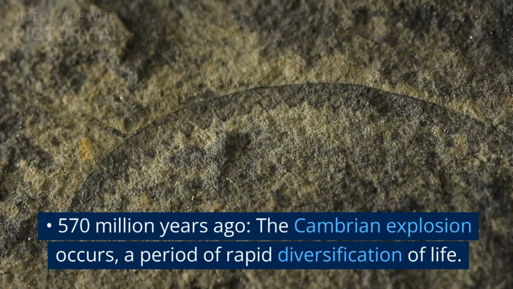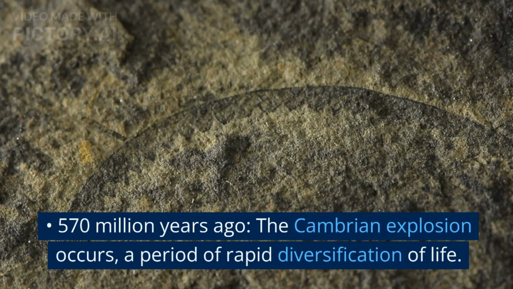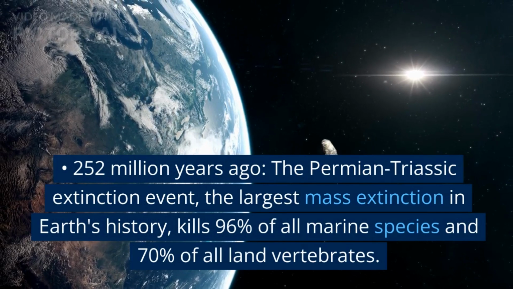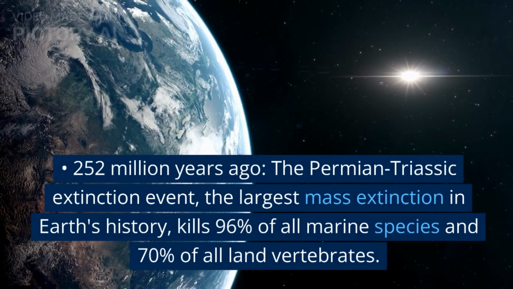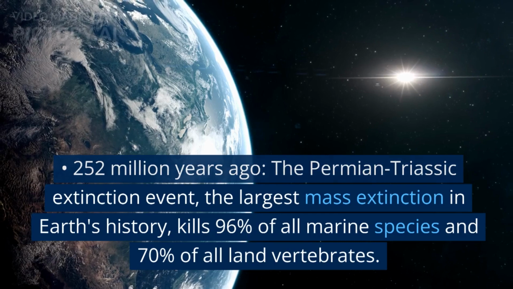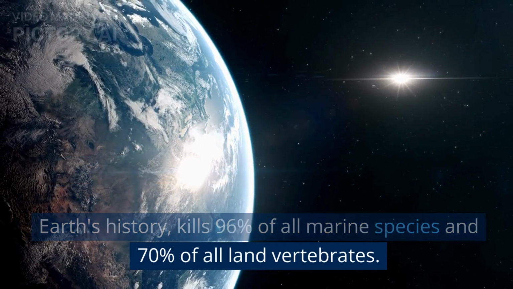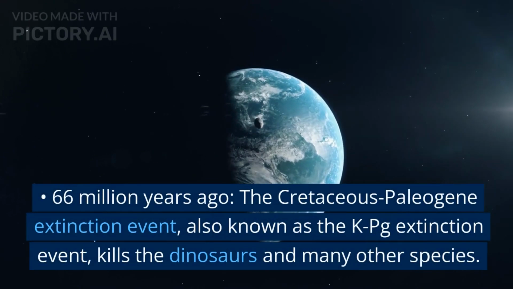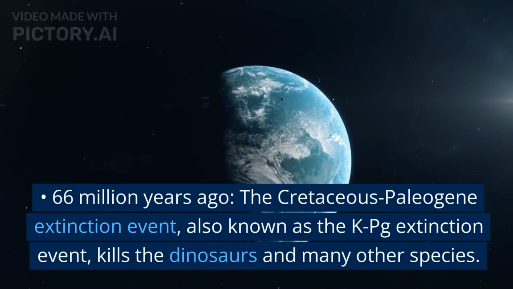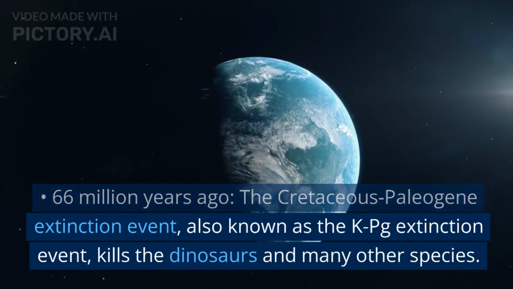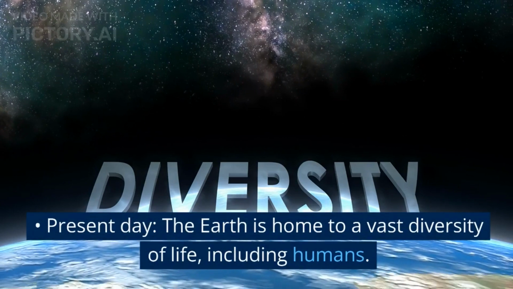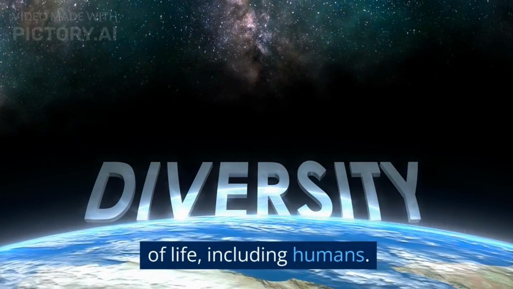570 million years ago, the Cambrian explosion occurs, a period of rapid diversification of life. 252 million years ago, the Permian-Triassic extinction event, the largest mass extinction in Earth's history, kills 96% of all marine species and 70% of all land vertebrates. 66 million years ago, the Cretaceous-Paleogene extinction event, also known as the KPG extinction event, kills the dinosaurs and many other species. Present day, the Earth is home to a vast diversity of life, including humans.